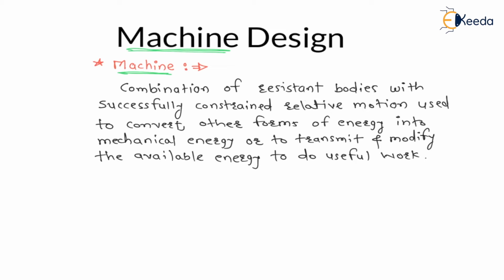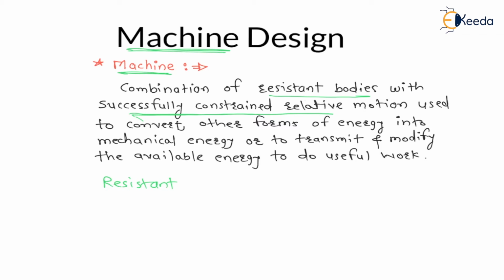Now machine is a combination of resistant bodies. Resistant bodies means the bodies which will not deform for the application of loading. In resistant bodies there is no deformation for any type of loading, right? Now successfully constrained motion means there is only one relative motion permitted between two resistant bodies.